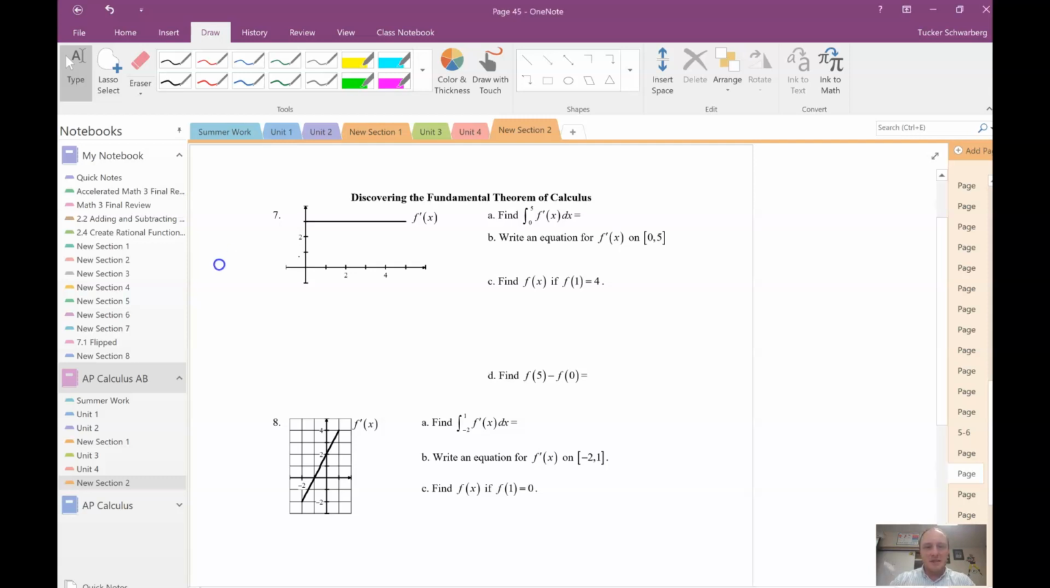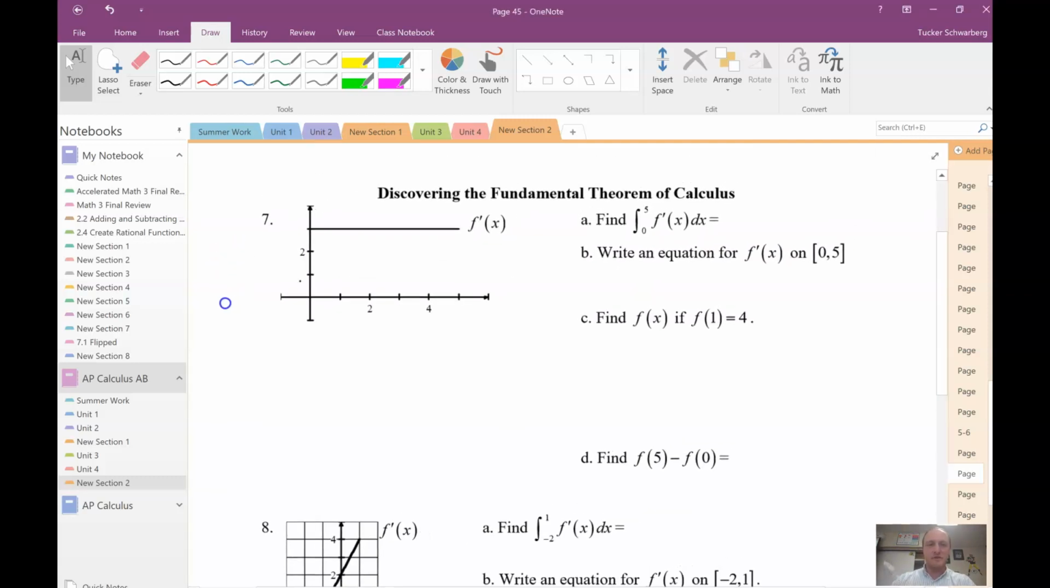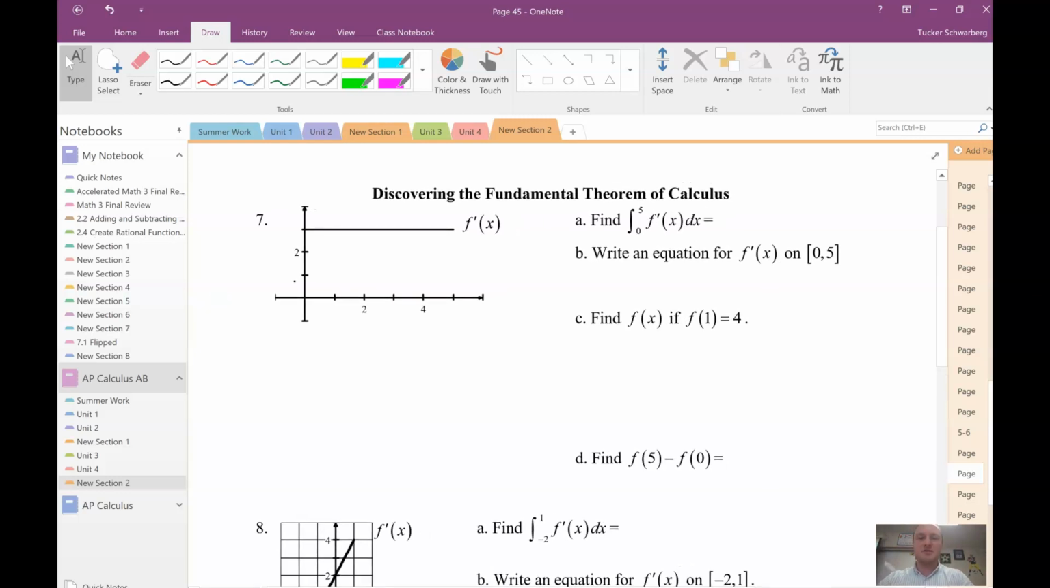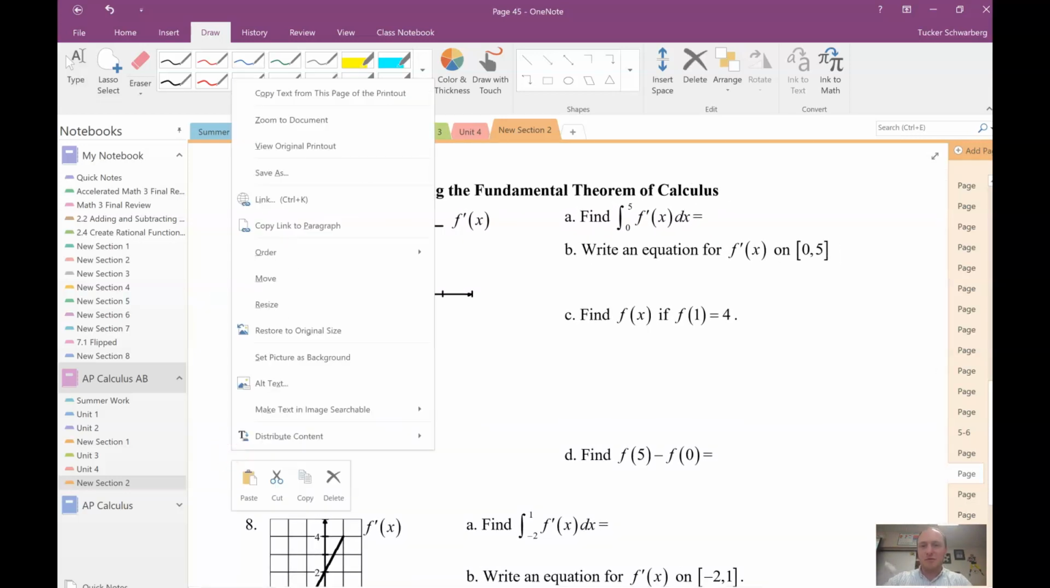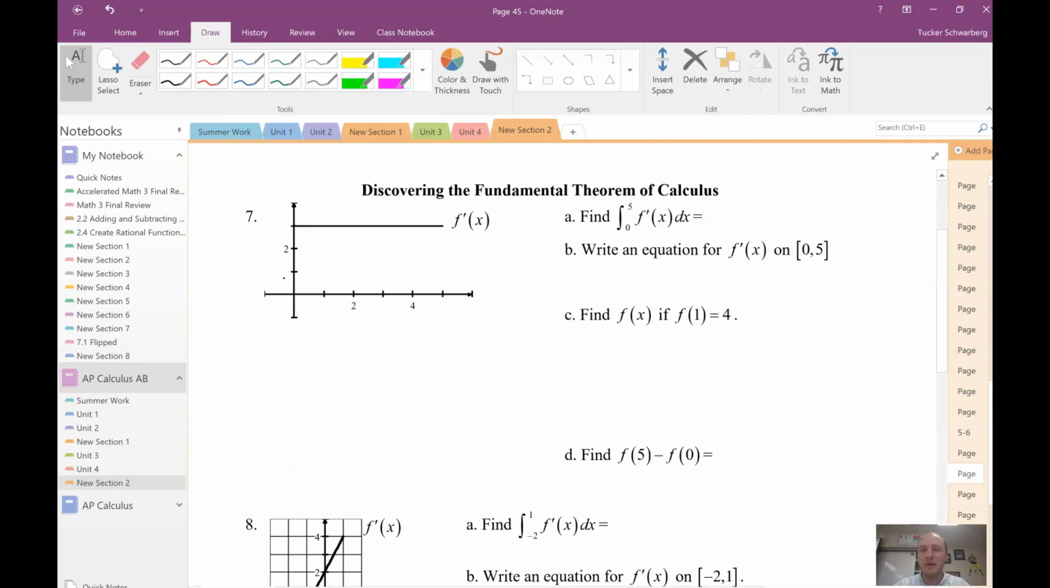It says here is a graph of the derivative of f of x, and they want us to calculate the definite integral from 0 to 5 of f prime of x dx. Essentially they want the area under the curve of f prime of x from 0 to 5, that's this area here. Well, that's a simple calculation: 5 times 3, which is 15. So there is that definite integral.